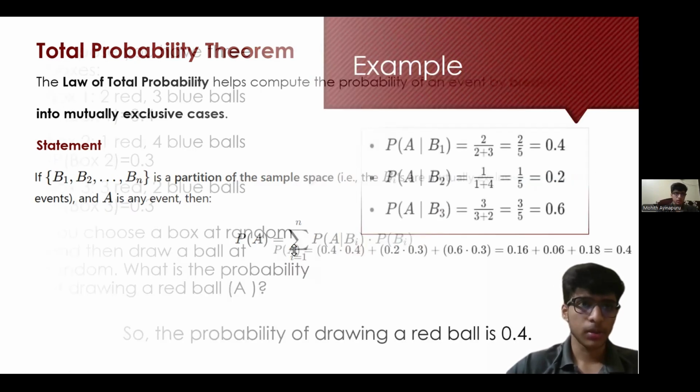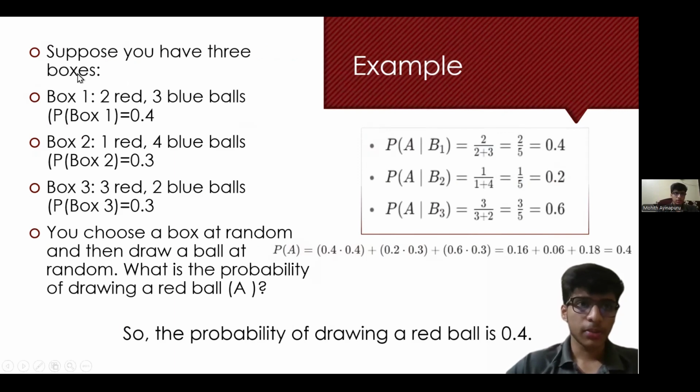Next we are going to see an example. Suppose you have three boxes. Box 1 contains two red balls and three blue balls, and the probability of picking a ball from box 1 is 0.4. Box 2 has one red ball and four blue balls, and the probability of picking a ball from box 2 is 0.3. Box 3 contains three red balls and two blue balls, and the probability of picking box 3 is 0.3. You choose a box at random and then draw a ball at random. What is the probability of drawing a red ball?